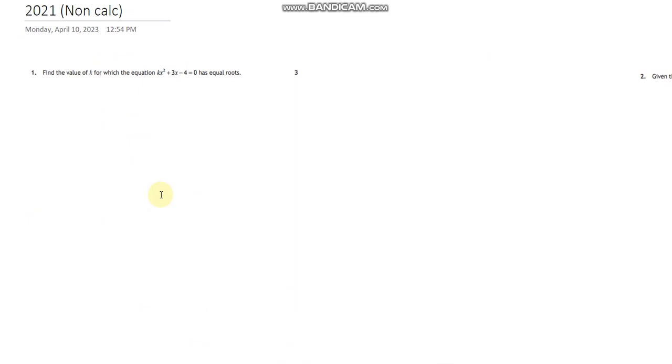So let's look through the 2021 paper. I've started doing this now, I didn't do this before, but I would skim through your paper and have a look at the questions, and maybe just to get your confidence up, you might decide to do them in a slightly different order, I don't know, just to do ones that you like.